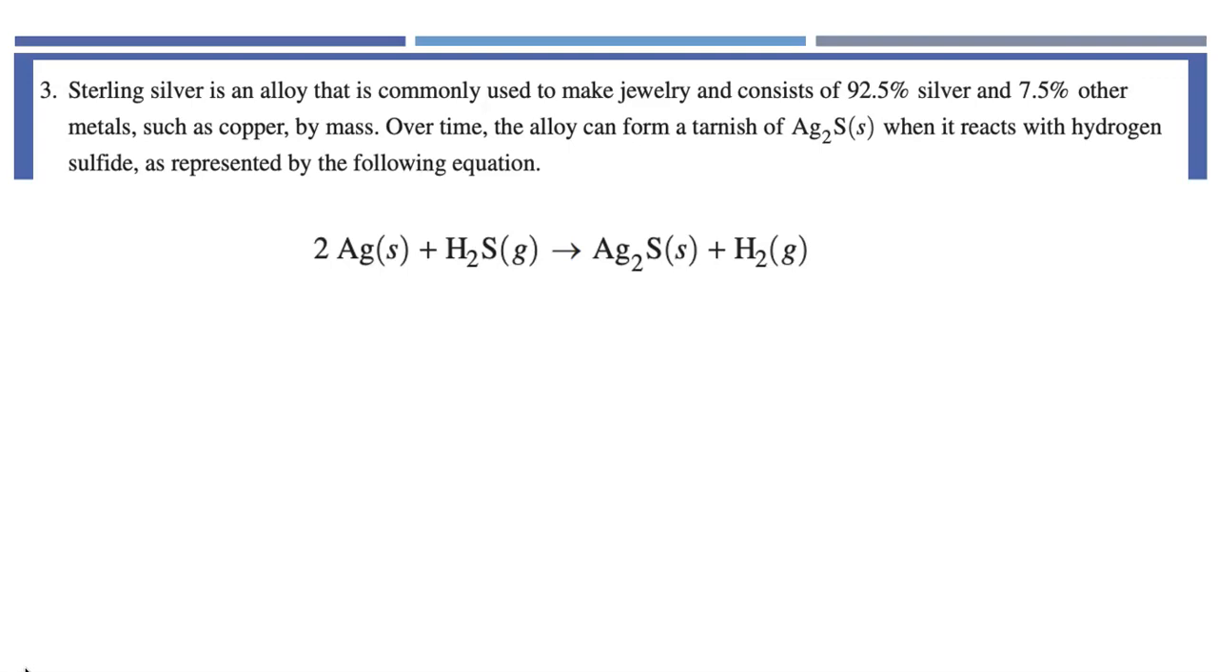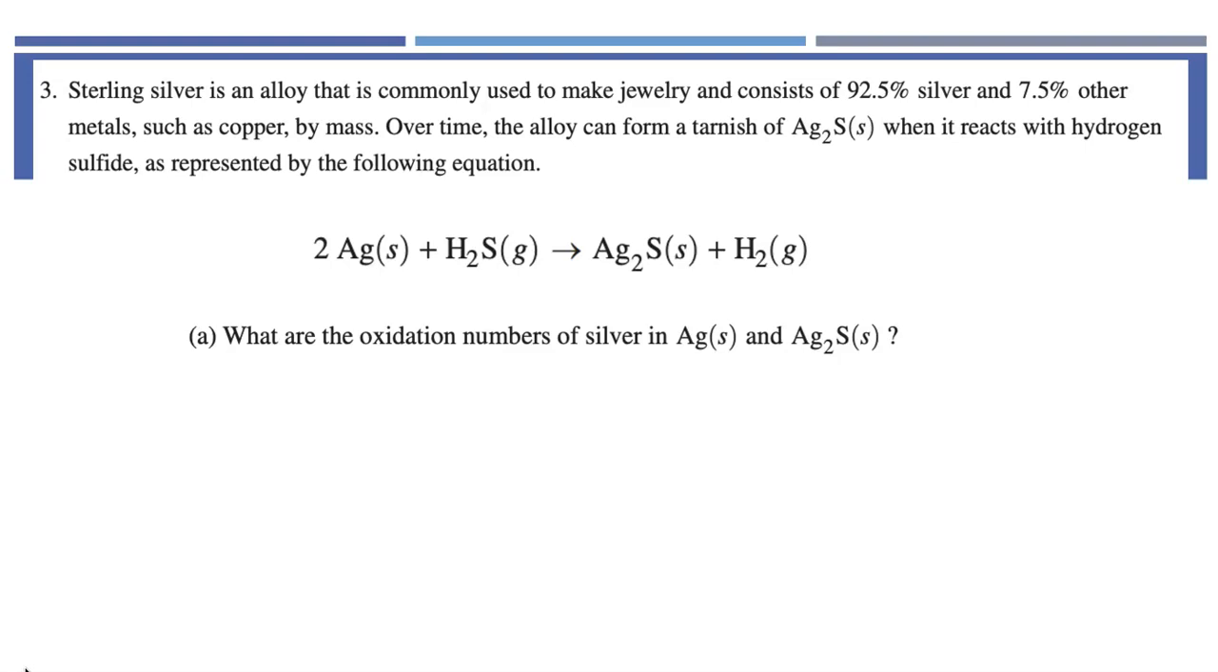Sterling silver is an alloy that is commonly used to make jewelry. It consists of 92.5% silver and 7.5% other metals such as copper by mass. Over time, the alloy can form a tarnish of silver sulfide when it reacts with hydrogen sulfide, as represented by the following equation. Part A of the question says, what are the oxidation numbers of silver in silver metal and in silver sulfide?